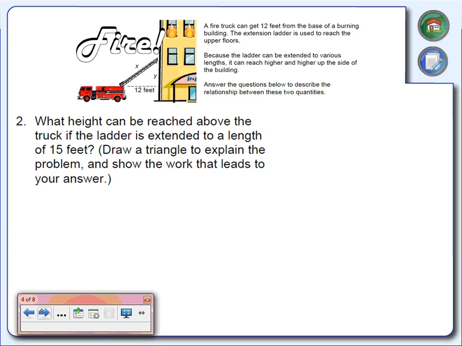Number two is basically like number one. Number two says, what height can be reached above the truck if the ladder is extended to a length of 15 feet? Well, again, let's draw ourselves a right triangle. The truck is still 12 feet away from the building, so this is still 12. This time the ladder is extended to 15 feet, so this over here is 15 feet. And we're still looking for the height that we can reach above the truck. So we're still looking for y. So out to the side, let's show our work. A squared plus b squared equals c squared.